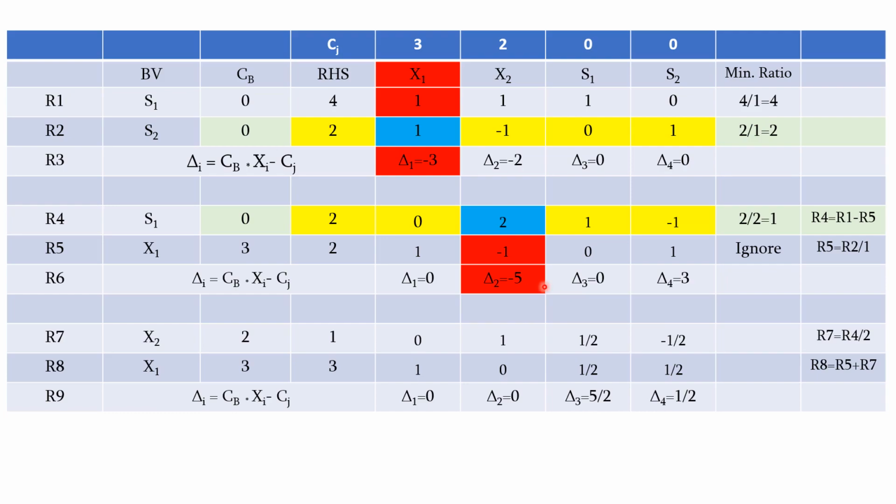Before that, one more thing I have to tell you: this is the pivotal column, so this x1 is called the entering variable. This is the pivotal row, so this s2 corresponding to the pivotal row is called the leaving variable. So x1 is the entering variable and s2 is the leaving variable. You have to leave s2 from the basis and add x1. So I have done that.